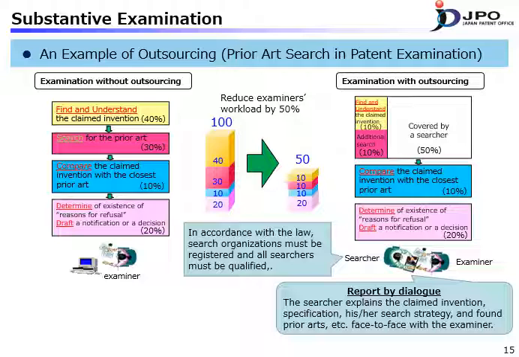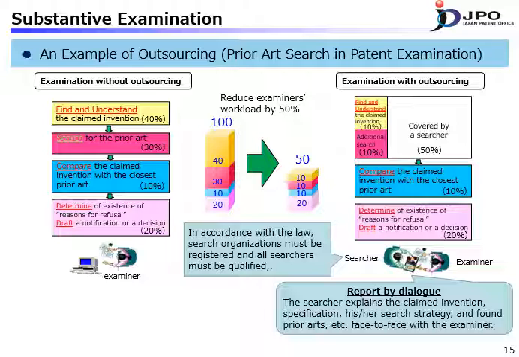The specific steps of outsourcing are: searchers report the search results in dialogues with examiners. That is, searchers conduct prior art searches and compile a report of the search results. Then, searchers explain the content of the invention and the search report to examiners through dialogues with examiners.